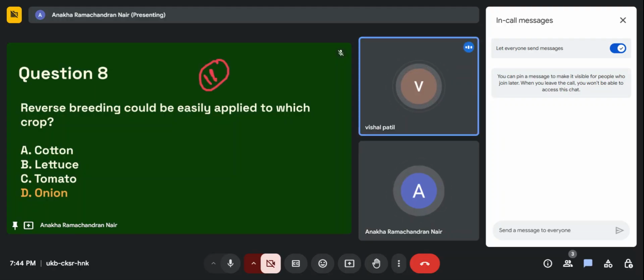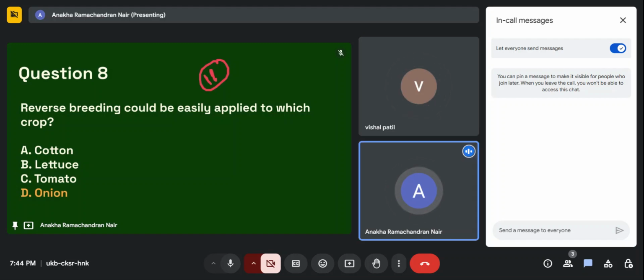So it is difficult for that to be performed in plants like cotton, lettuce, and tomato. So the correct answer in this case will become onion. Okay. So let's move on to the next question.